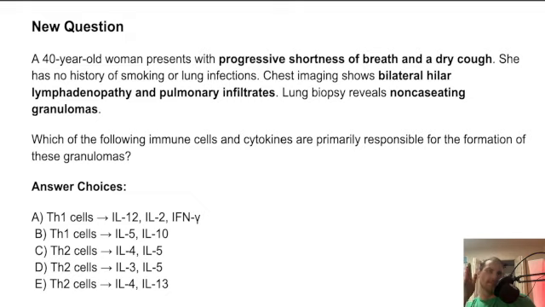IL-2 helps Th1 cells multiply, making the immune system stronger and stronger. And sarcoidosis is therefore a Th1-driven disease. And so our answer is going to be A: IL-12, IL-2, and interferon gamma.